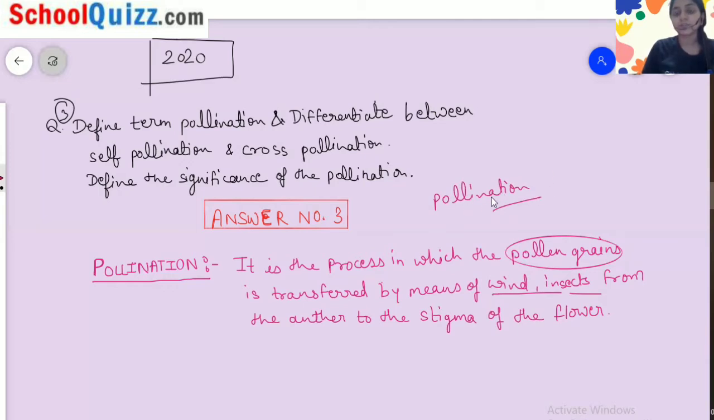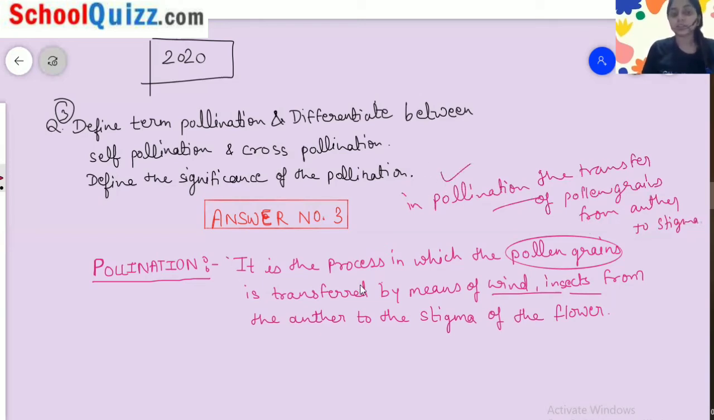Okay, like, in pollination, the transfer of pollen grains from anther to stigma. So you read this answer and you read this answer. Which answer will impact you more? Obviously this answer. Why? Because in this answer you have told what the process is and how it is done.